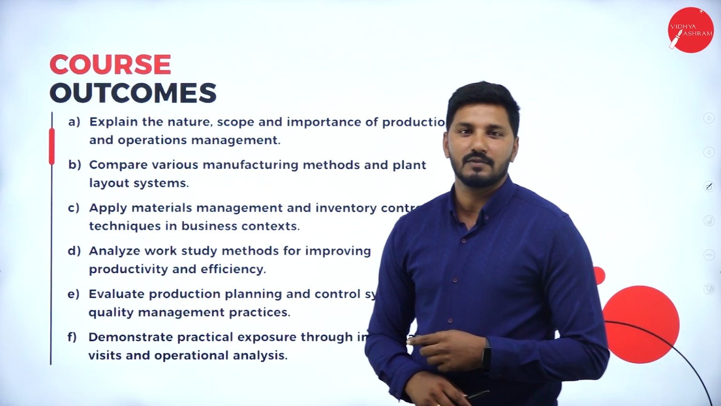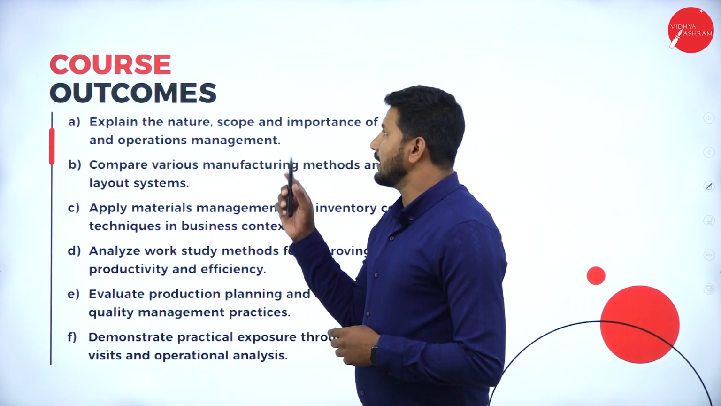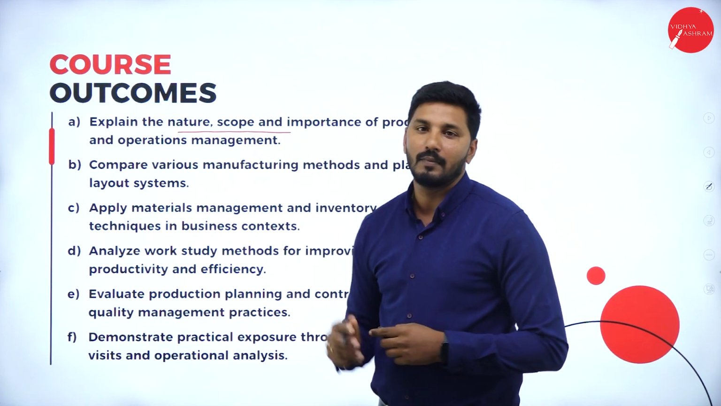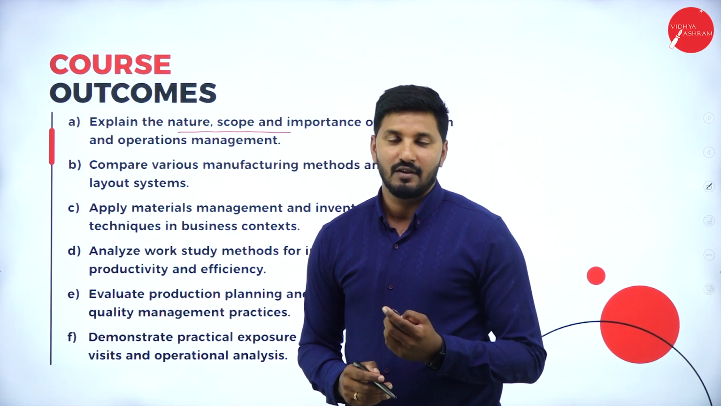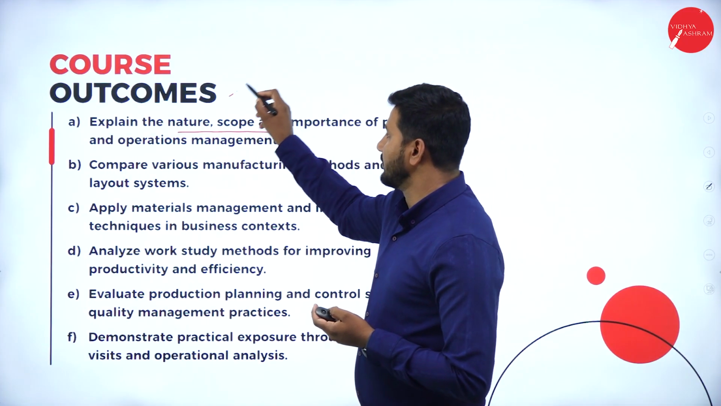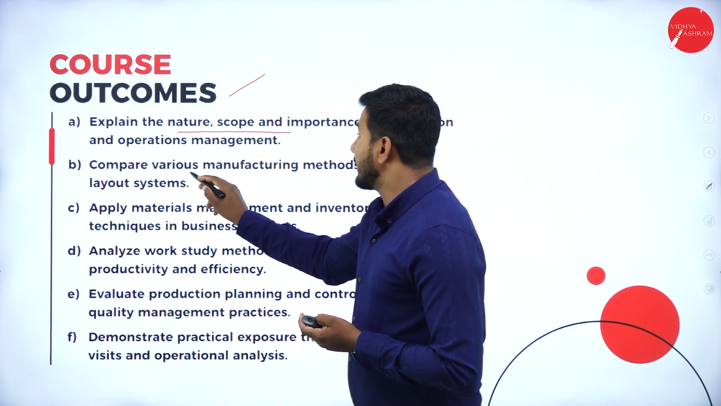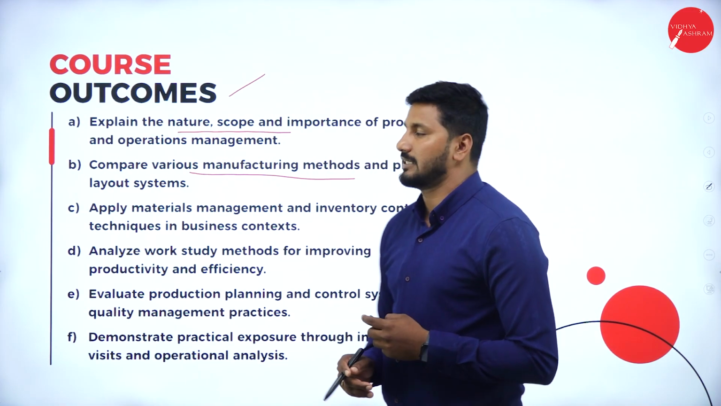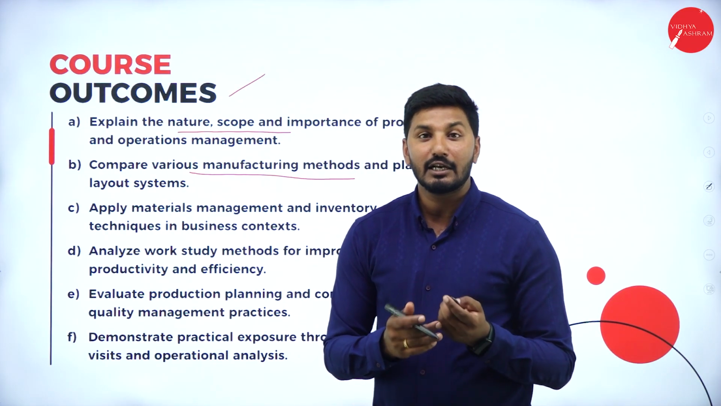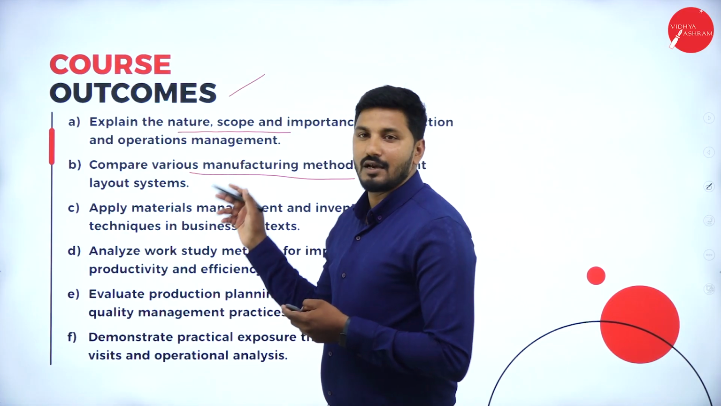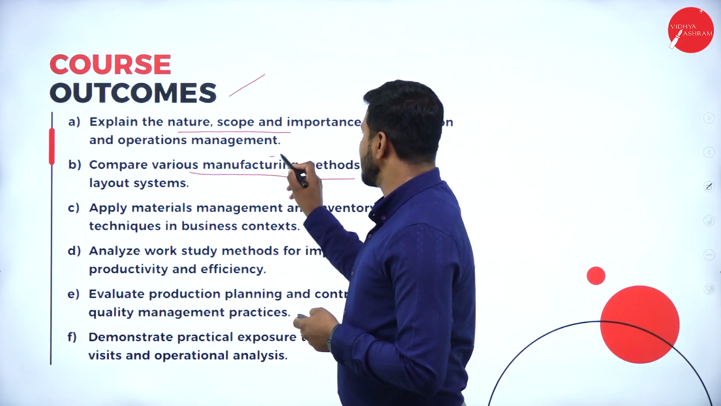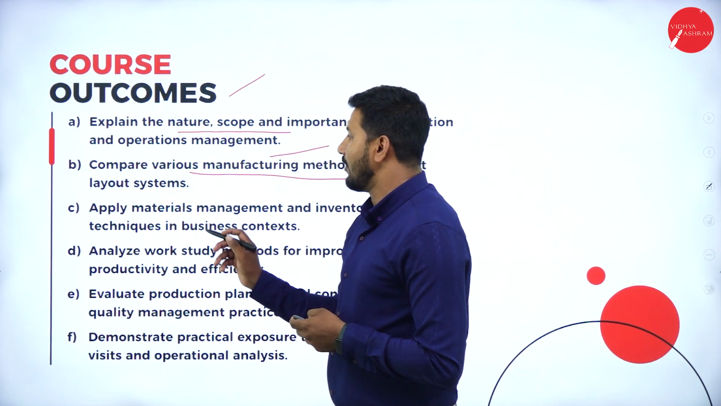Before going to the syllabus, we'll get to know the learning outcomes. Major outcomes: you'll know about the nature, scope and importance of production. Why we need to know about production and management, we'll get to know from this chapter. And you can compare various manufacturing methods based on the plant layout and what are all the processes that are included in manufacturing. It consists of batch process manufacturing. These will be included in the second learning outcome.